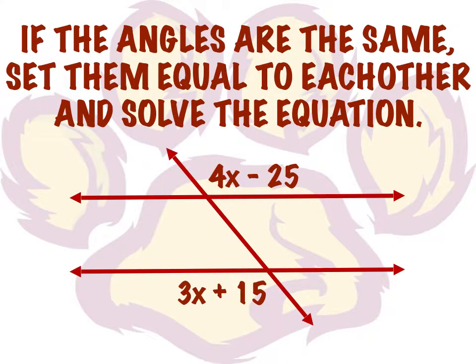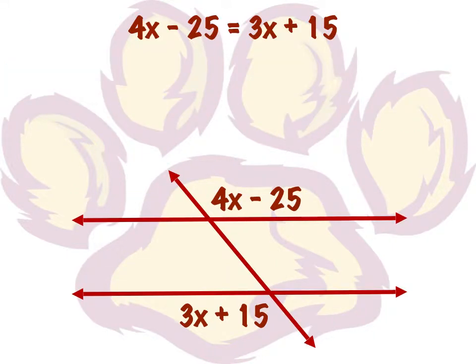If the angles are the same, you set them equal to each other and then solve the equation. So in this case, we've got two angles that are the same. They're both the larger angle on this transversal. So we would make it 4x minus 25 equals 3x plus 15. For the most part, I would recommend whatever angle has the largest coefficient on the variable, you set that one on the left side. It'll make it a little bit easier for some of you.